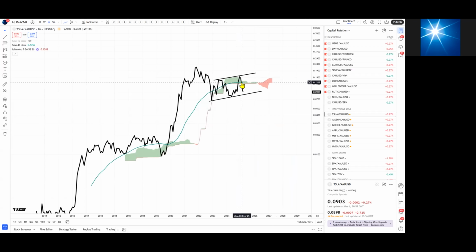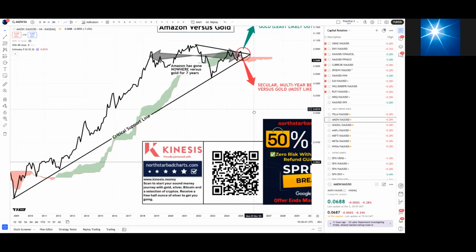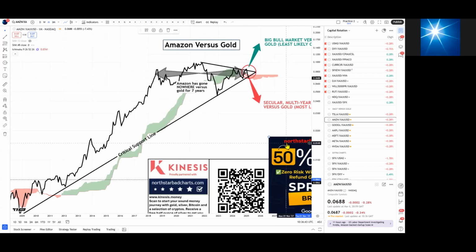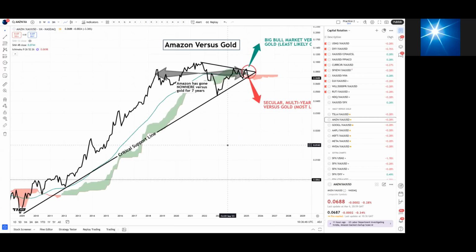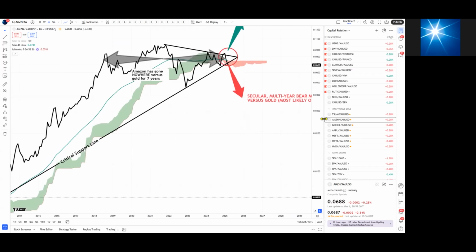We are below the 4-year moving average and the Ichimoku cloud. Sometimes I use the 3-year moving average, sometimes the 4-year. Doesn't really make too much difference. Gold has a 4-year cycle, so that can be quite useful when you're using gold ratio charts. Amazon versus gold breaking down. This is an important one because it's got a very clear critical support line there, and we are breaking down.